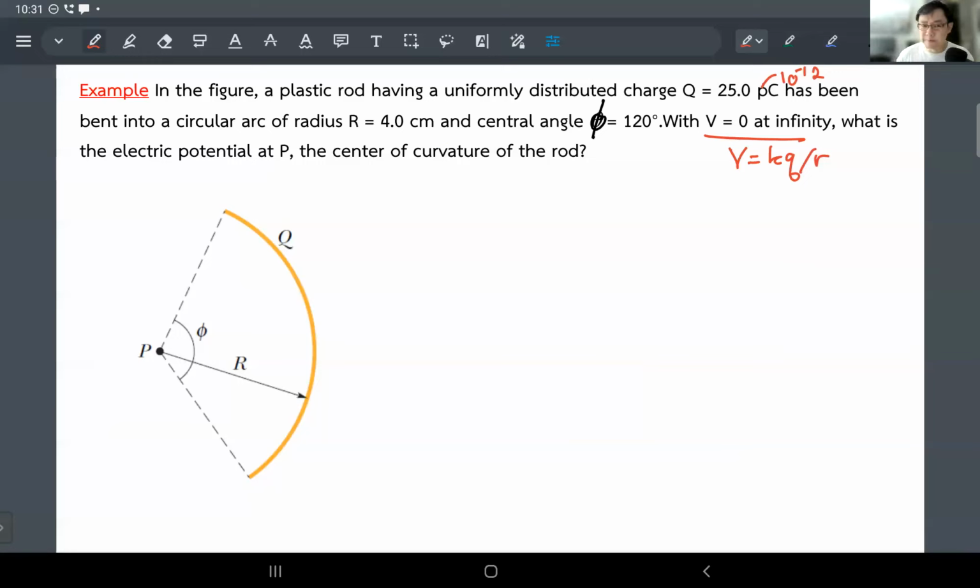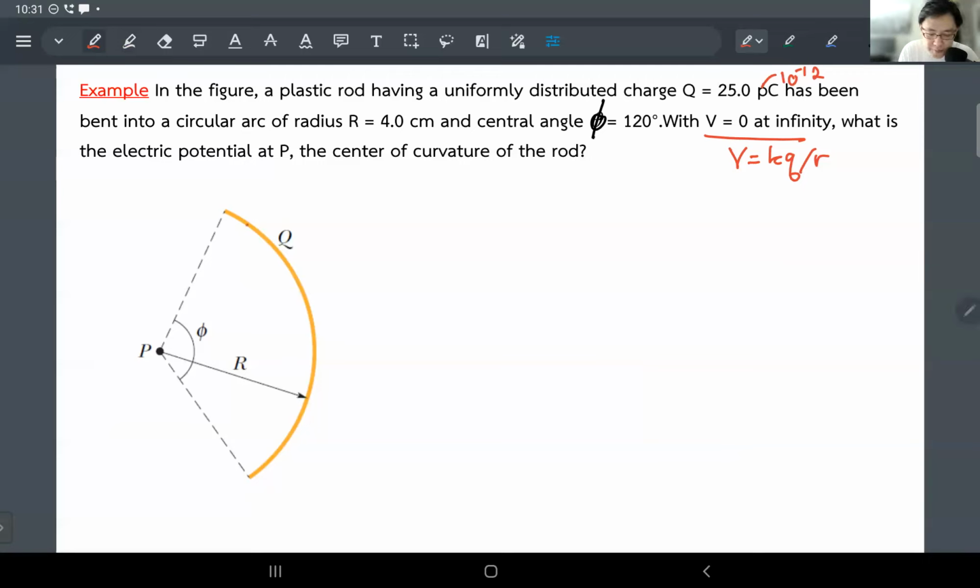What about this one? If some of you can spot this right away, that means you're in good shape. All right, but anyway, we can start from the fundamental thing, right? Following the same process there.